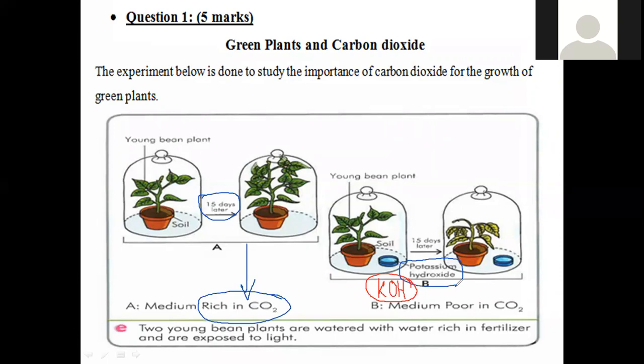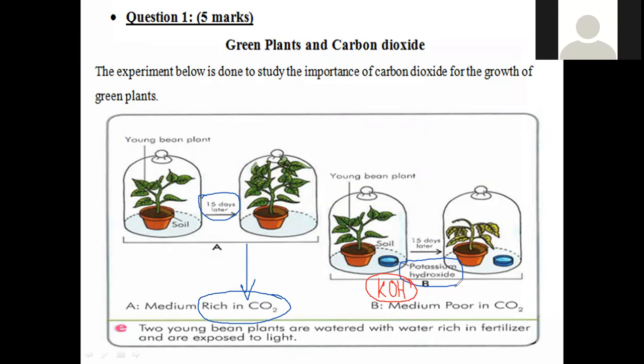Let's move now to Fatima. What is the variable factor? The variable factor is the CO2. CO2, and it's not the potassium hydroxide. Some of you wrote the variable factor is the potassium hydroxide, and it's not. The potassium hydroxide is used for a specific goal.